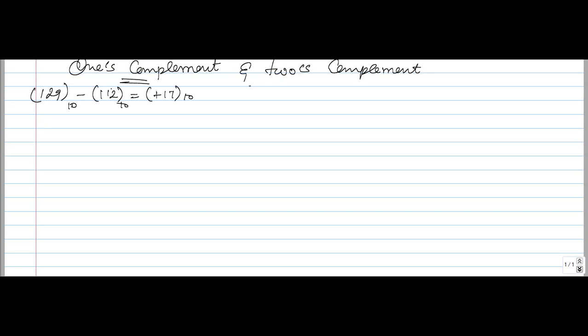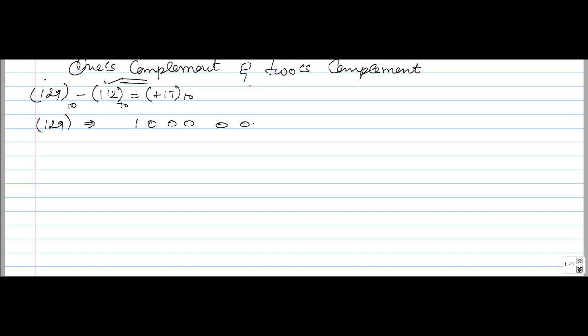These are all decimal values. Now let us see how to do it in 1's complement. The procedure is, you take the complement of your subtrahend and add it to the minuend. That's all. Take the 1's complement, add, and the result you get determines whether it is a positive number or a negative number. Now let us see how this goes.